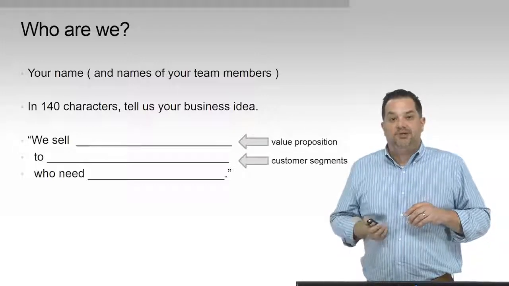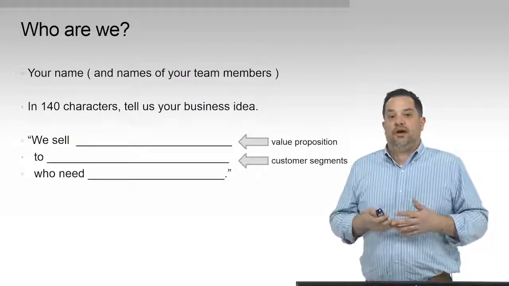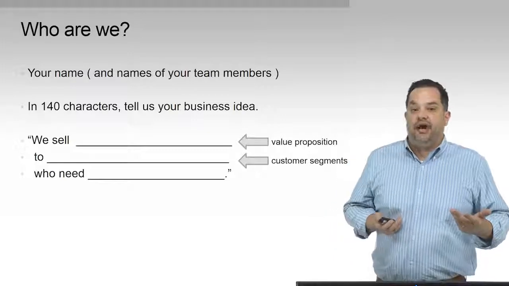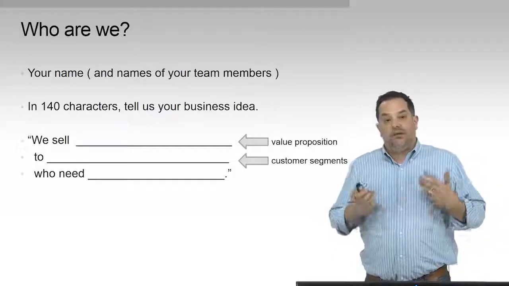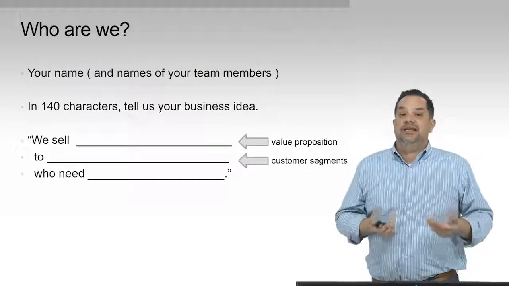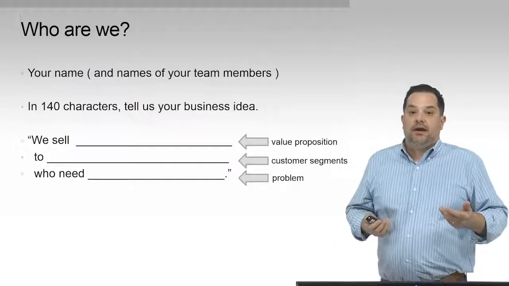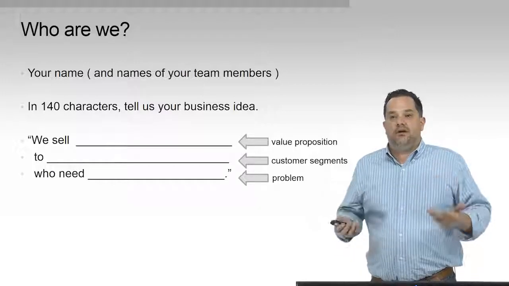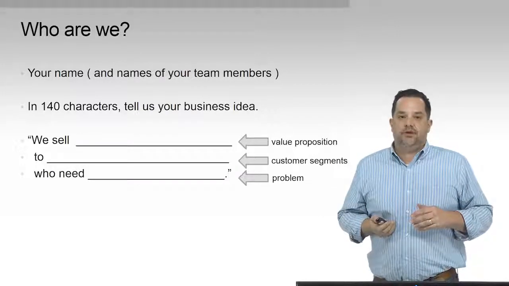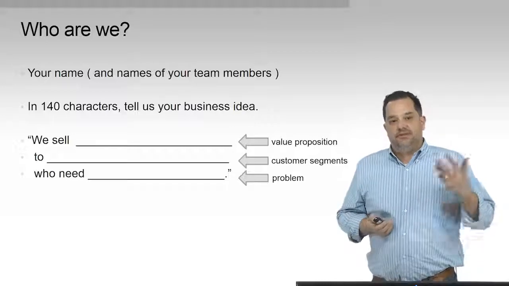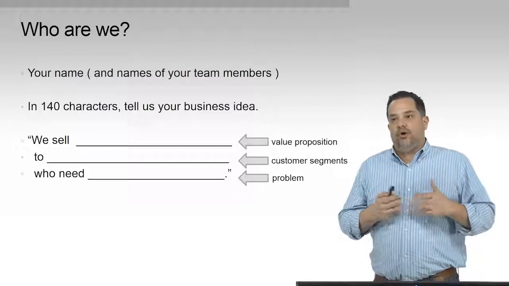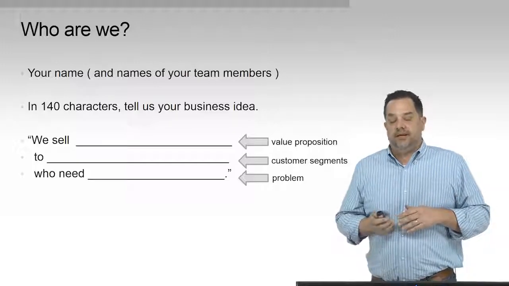Your value proposition is the first blank. We sell blank. That's the problem that you solve and the solution that you have. Two are the customer segments. These are the people who need your product. And the problem is in the third blank. Who has a problem that needs to be solved? So as you think about these different topics, that'll kind of give you an intro or an opening to the things that we're going to talk about in this class.